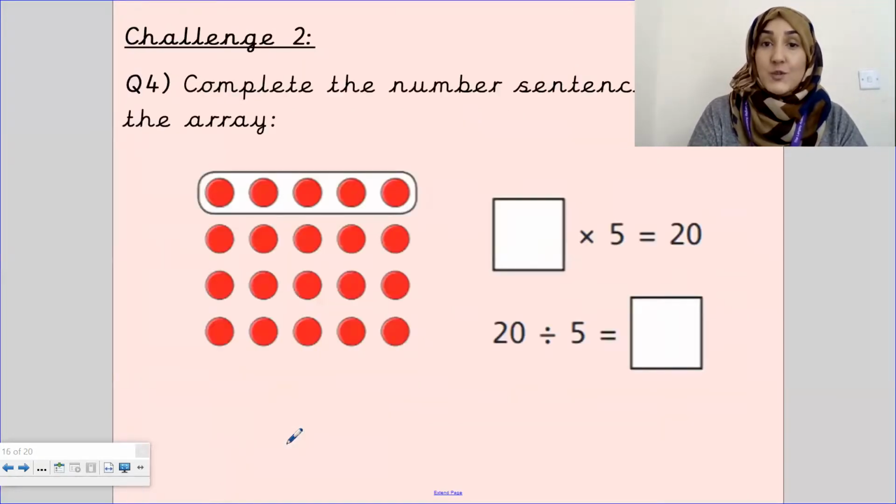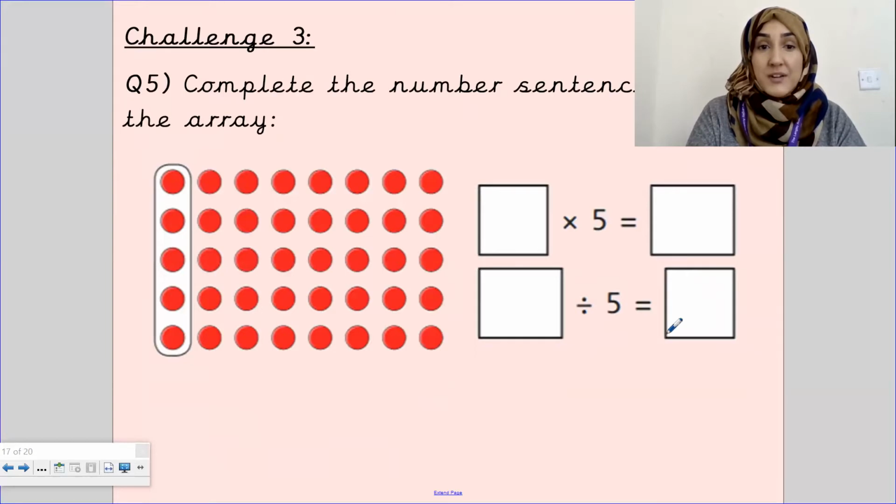Right, challenge 2, question 4. You can't see my face clearly. There we go. Challenge 2, question 4. Okay, you are going to complete the number sentences for the array shown here. Now, I would like you to pay close attention. This array has been grouped into rows, okay? So that's why the first one has been done for you. So using this array, please complete the number sentences.